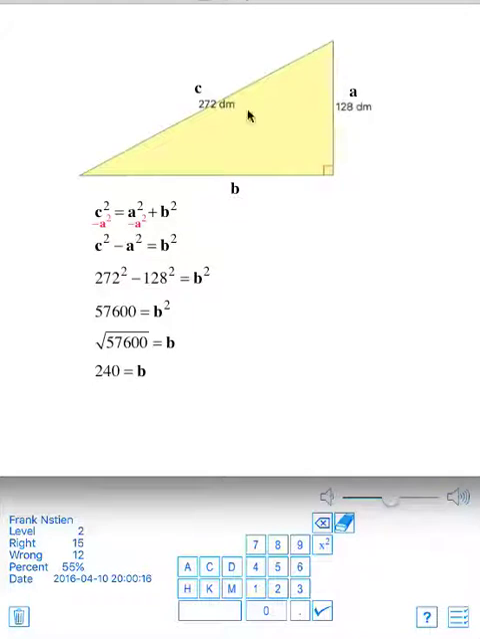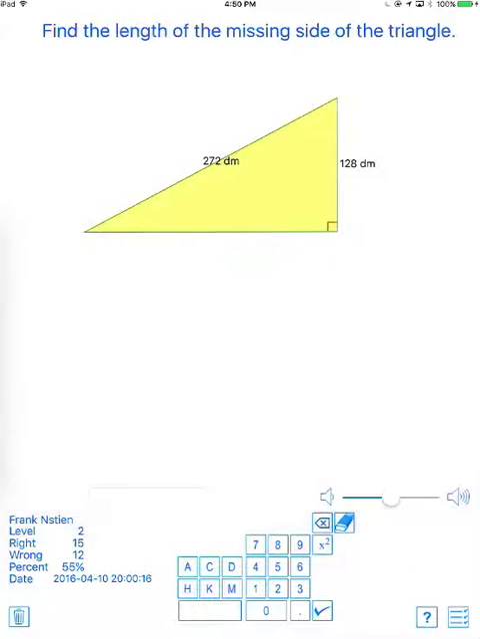Now you have to ask yourself, does this make sense? Well, this is 272, right? And so the b has to be somewhere between 272 and 128. 240 falls right in there, okay? So it's not drastically shorter than the c, but it's in there. Okay, so that makes sense, 240. So 240 decimeters.